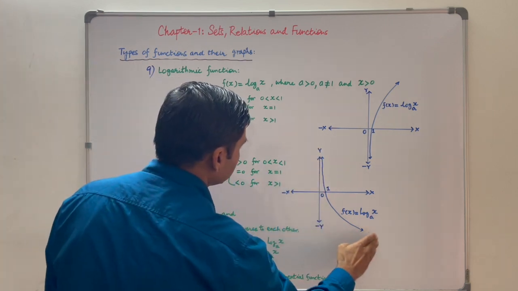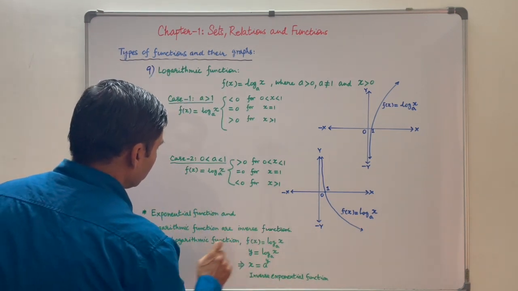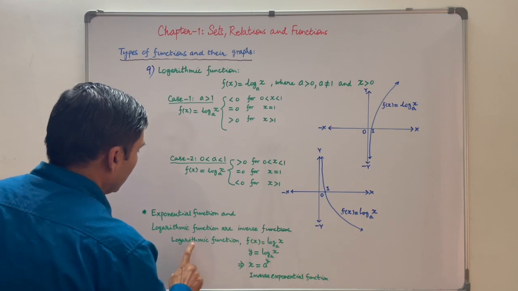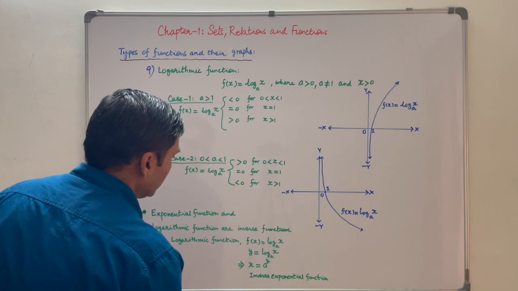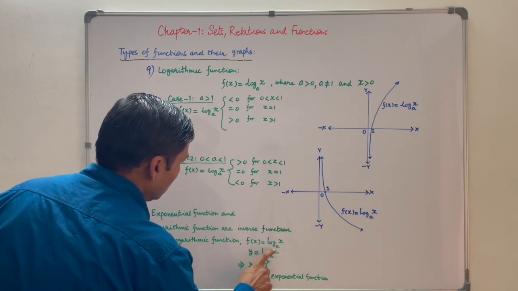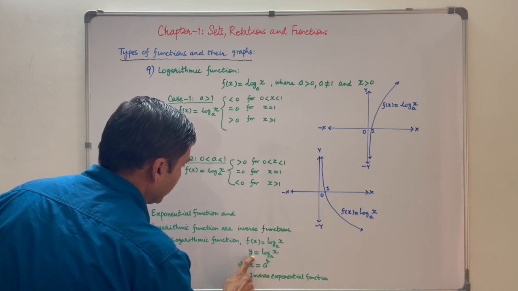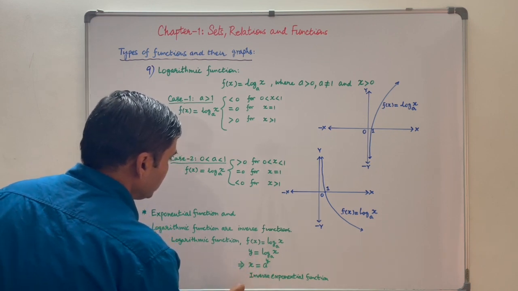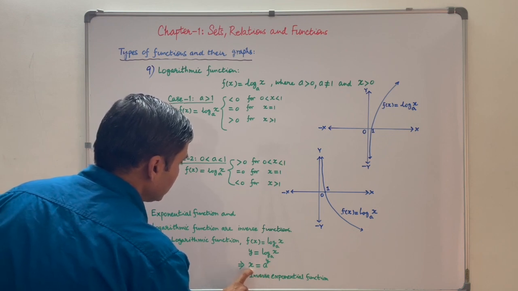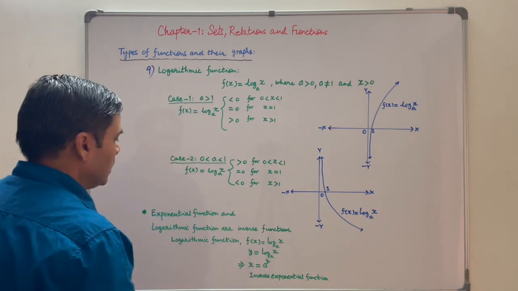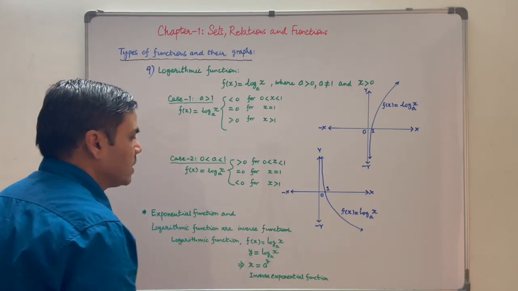Exponential function and logarithmic function are inverse functions. Let us see how. Logarithmic function is given by f(x) is equal to log x base a. We can write y is equal to log x base a. It means x is equal to a to power y. And we know that exponential function is given by y is equal to a to power x. So this is inverse exponential function. Means we can say that logarithmic function is inverse exponential function.